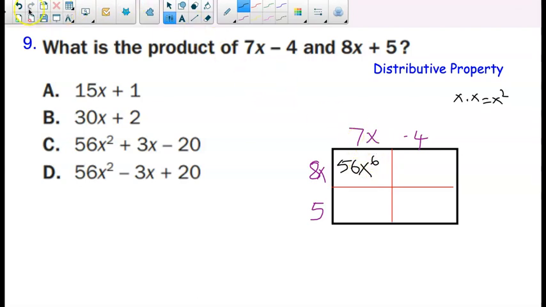56x square. Okay. Then 8x times negative 4. See, this is like 8x times negative 4. 8 times 4, 32, and there is an x. So 32x is the product of those two.